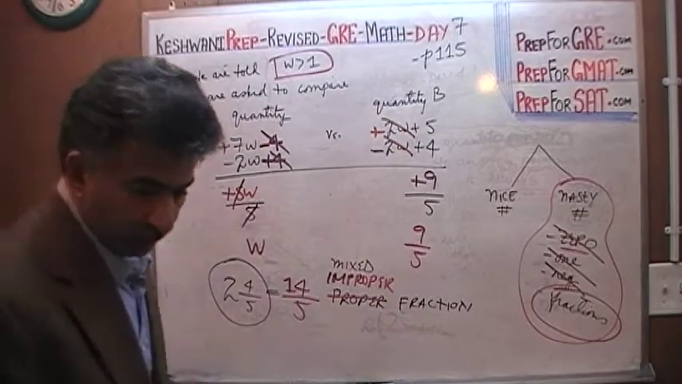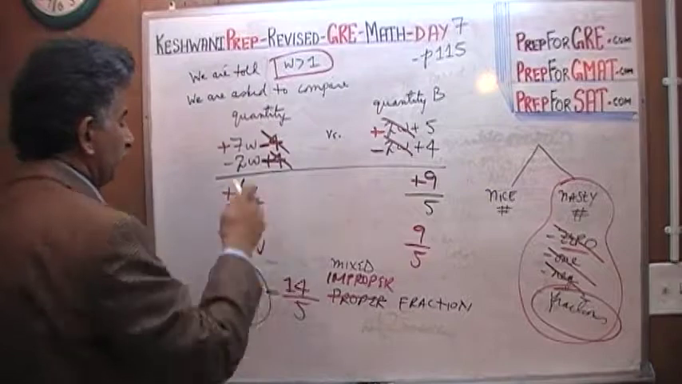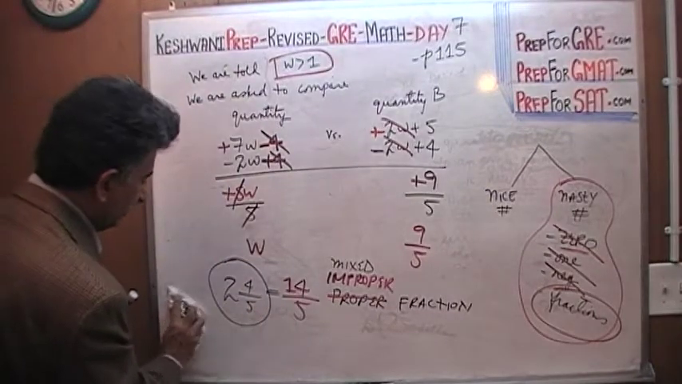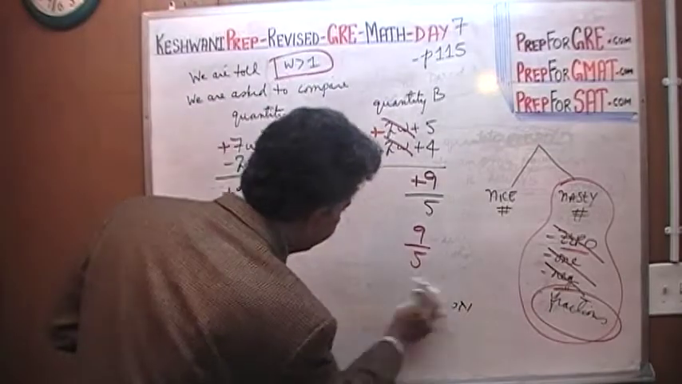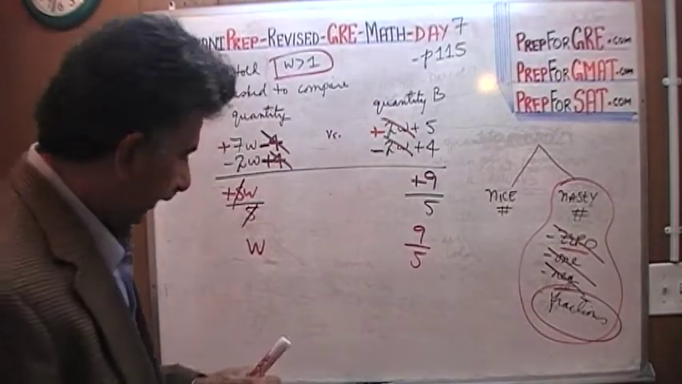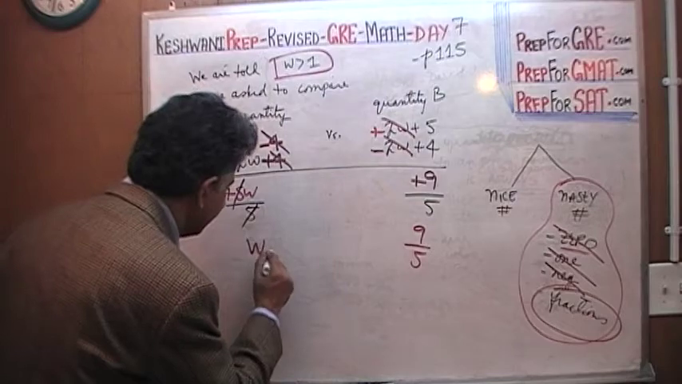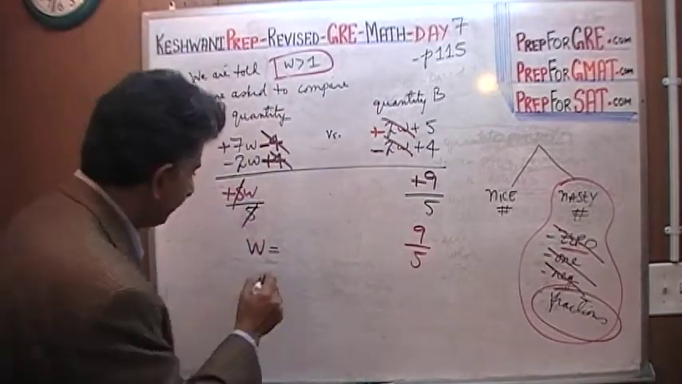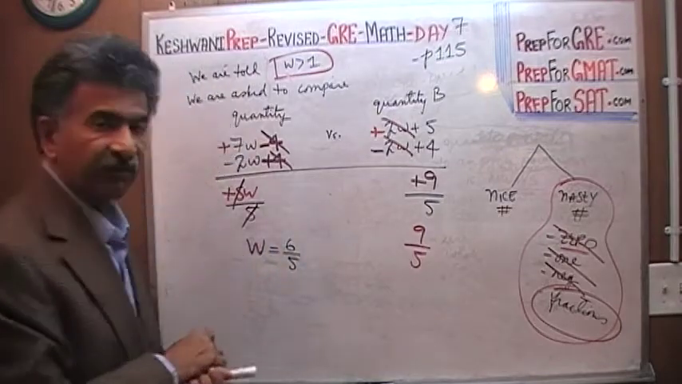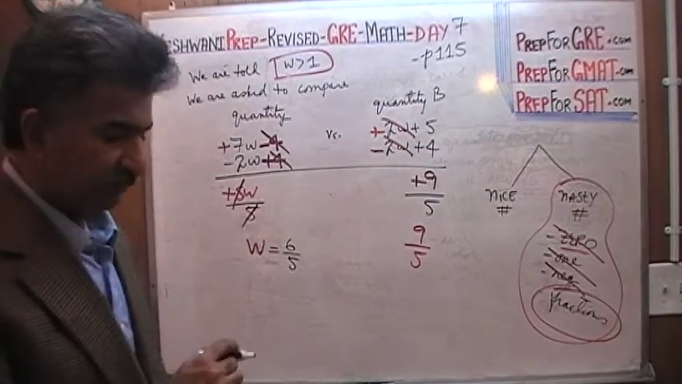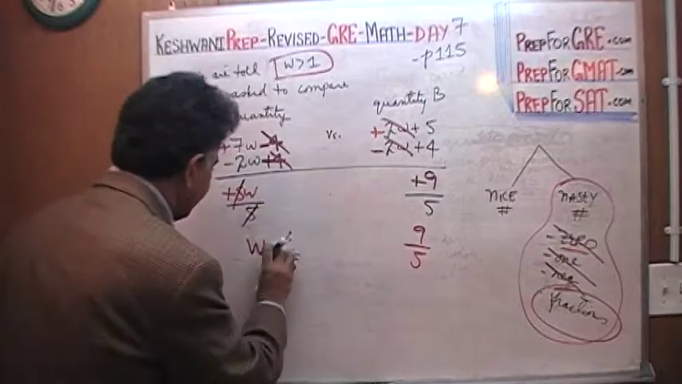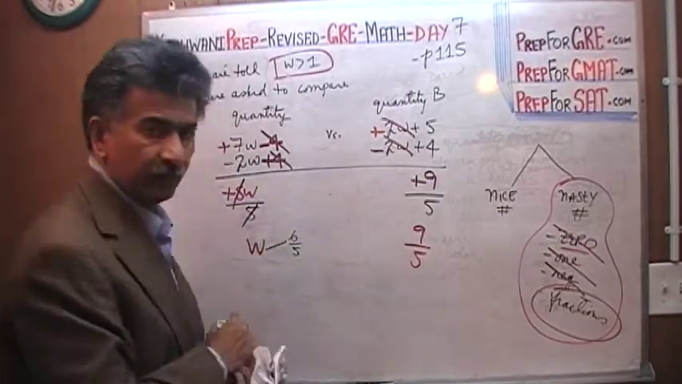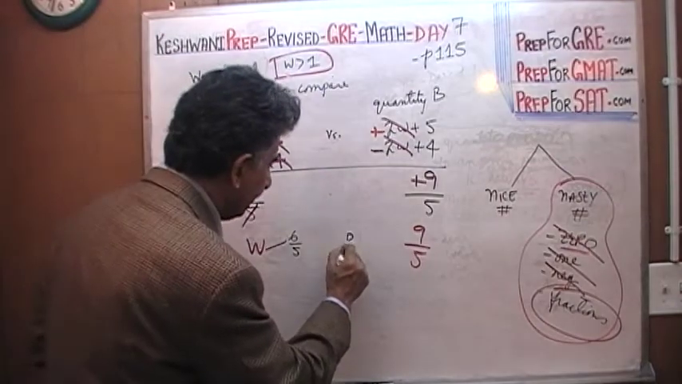So what happens? We are told that W is more than 1. I need the room, so I'm going to erase all of this. I shouldn't have put it here. So what happens if W happens to be, we are told it's more than 1, and this is 9 over 5. What if W is 6 over 5? If W happens to be 6 over 5, 6 over 5 is less than 9 over 5, in which case the answer would be B.